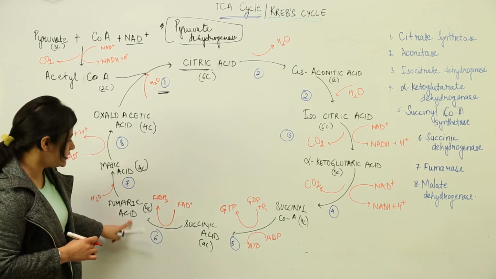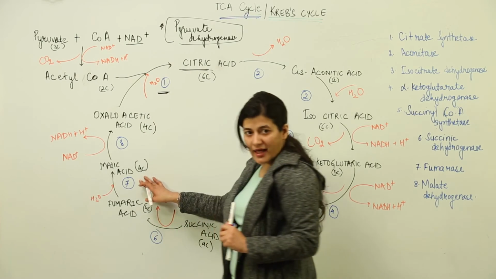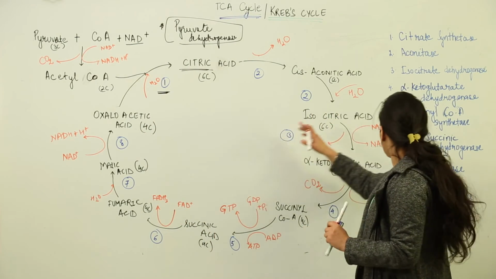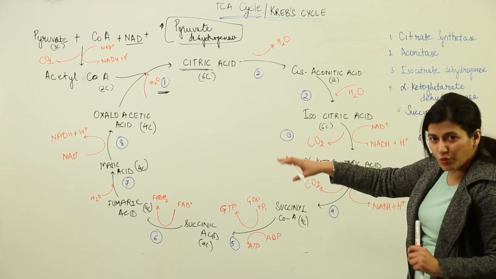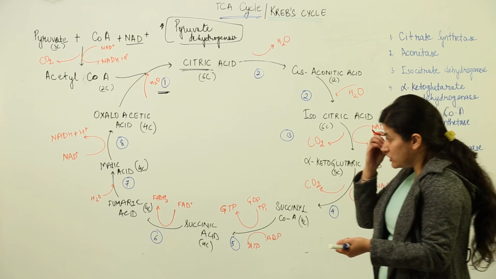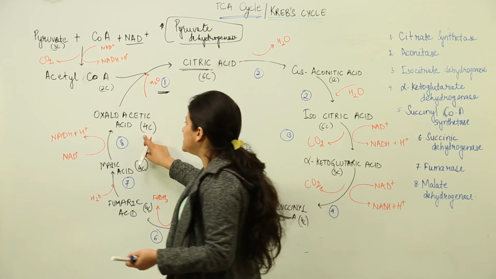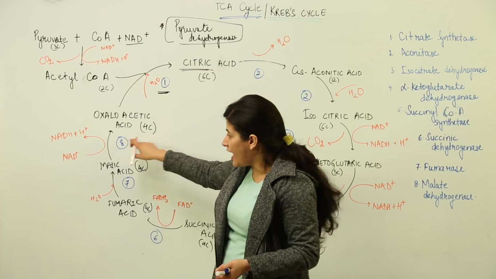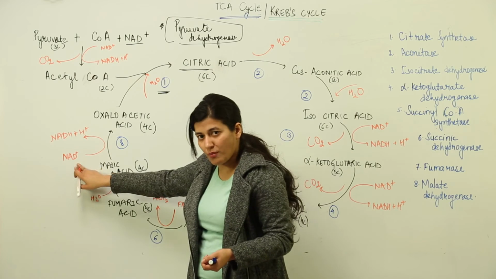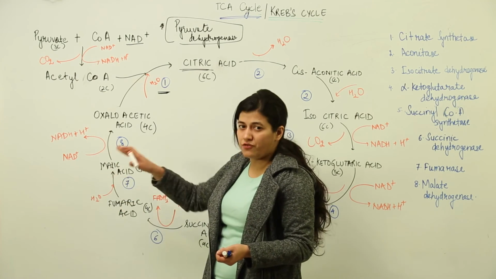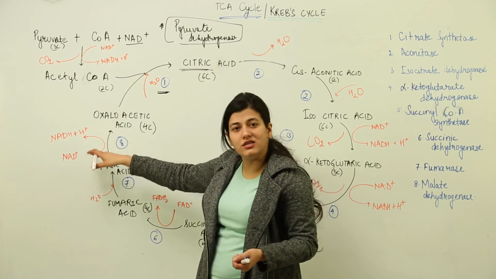Next, this fumaric acid takes up a water molecule and forms the malic acid. Again malic acid is being formed. So the enzyme involved is fumarase. Next step is malic acid getting converted to oxaloacetic acid, and over here you can see again that there is formation of NADH. So by default the enzyme would be malate dehydrogenase.